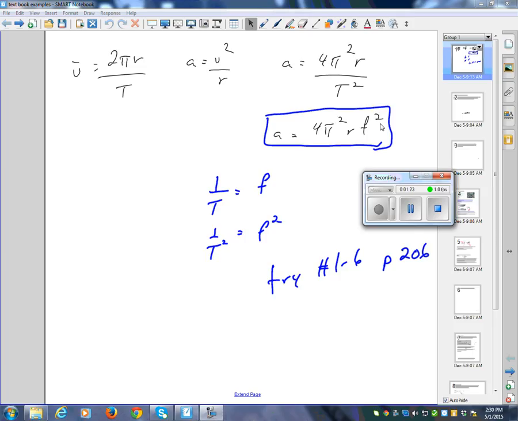Do you see what happened there? I'll say it again. 1 over t is equal to f. So 1 over t squared is equal to f squared. And so now this over t squared is replaced with the f squared. Okay? So it's this formula again, just version 2, worded a little differently, right? F squared.